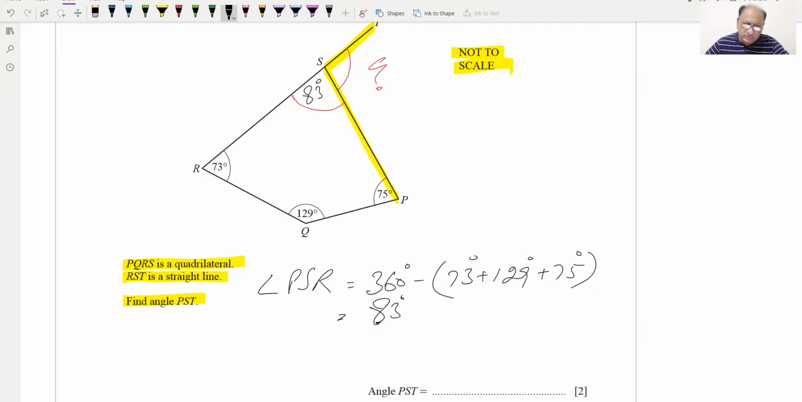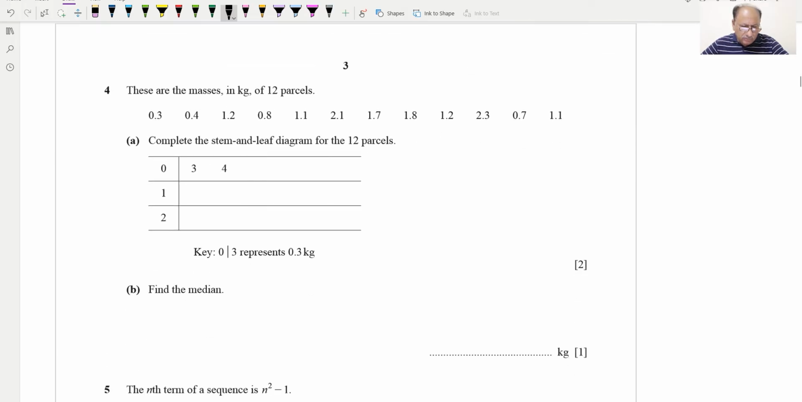Now RST is a straight line, so angle PST is equal to 180 degrees minus 83 degrees, and this will be equal to 97 degrees. So our answer will be 97 degrees for 2 marks. Hopefully you understood this. Now question number 4.